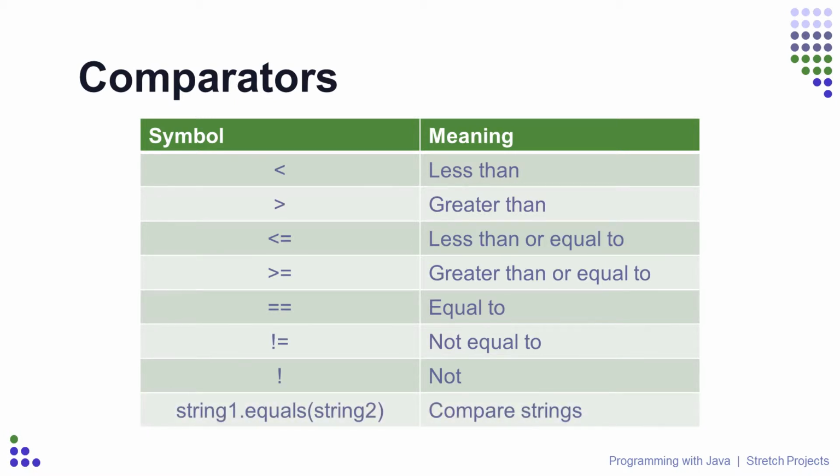One quirk of Java is that it treats strings differently when it comes to comparisons. If you want to compare a string, you need to use the equals method, which is automatically assigned to each string that you create. So you would compare 2 strings with string1 dot equals and then string2 in brackets. There is also a case insensitive method too, which is equals ignore case.